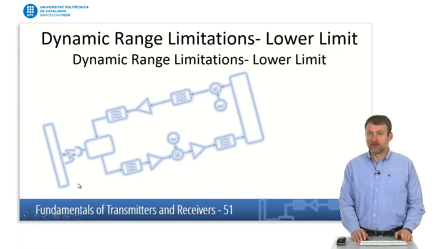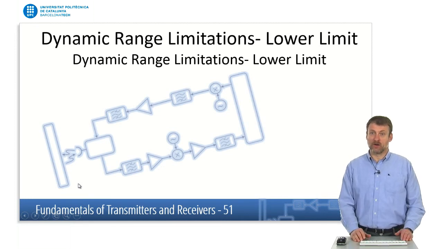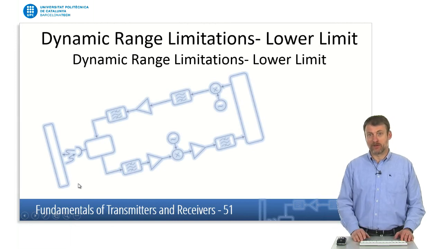Welcome back. In the previous sections, I have described the 1 dB compression point and the third order intercept point. These are parameters that limit the upper limit of the dynamic range. They limit the maximum power that the receiver can take. Now let's discuss the opposite. What is the minimum power needed in a receiver?